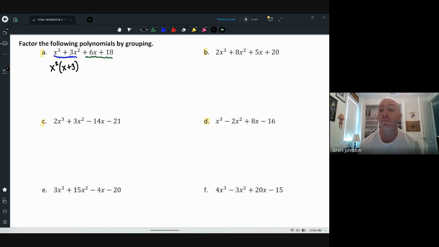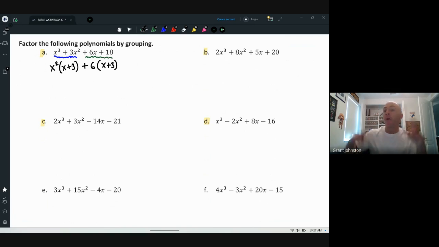So that's the blue part. I factored an x squared out of that expression. Now I'm going to factor the green part. So I have 6x plus 18. The greatest common factor I can take out of 6x plus 18 would just be 6. So I would have a 6 times parentheses x plus 3 if I factored what I have in green.